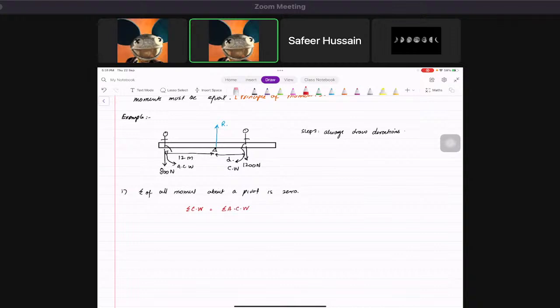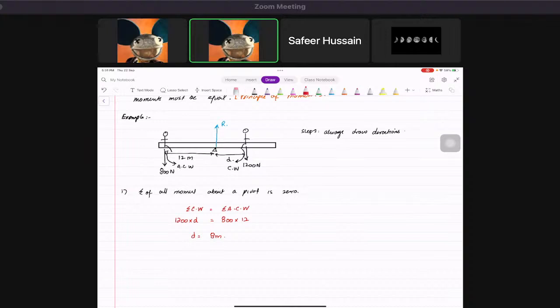The clockwise moment in this was 1200 times the perpendicular distance t. The anti-clockwise moment was 800 times the perpendicular distance 12. So when you do this, the distance is going to come out as 8 meters.